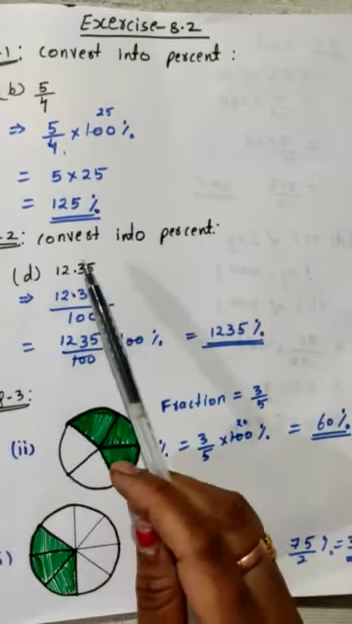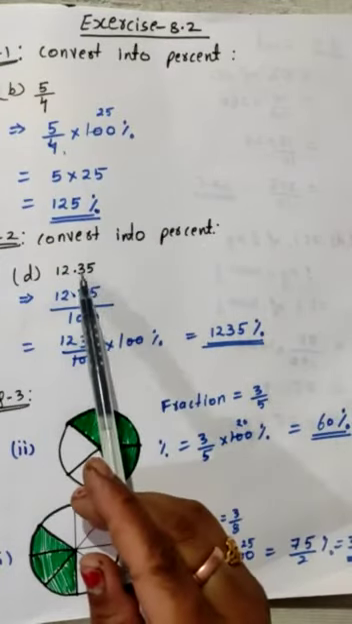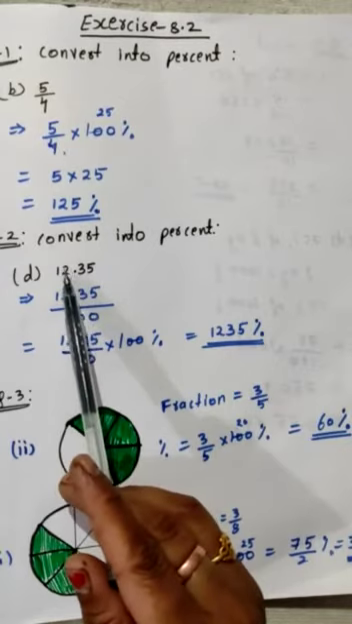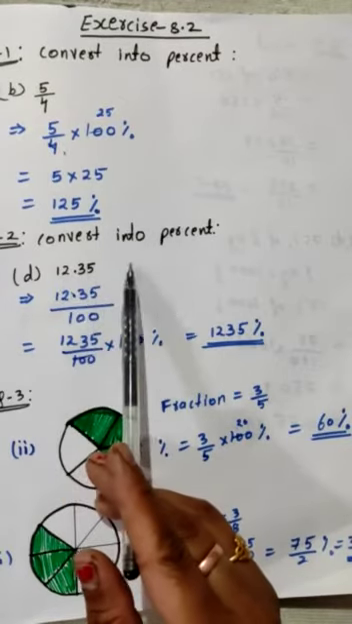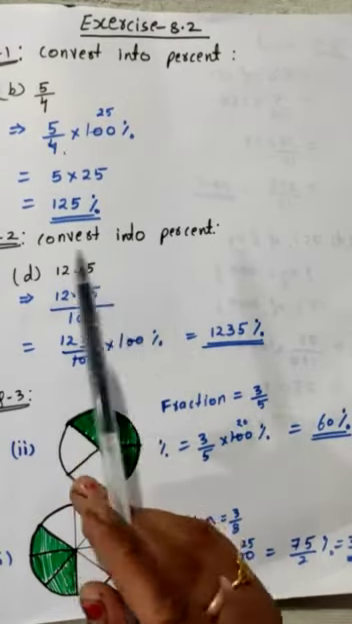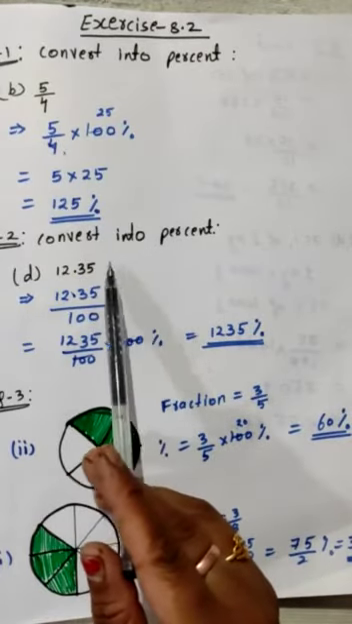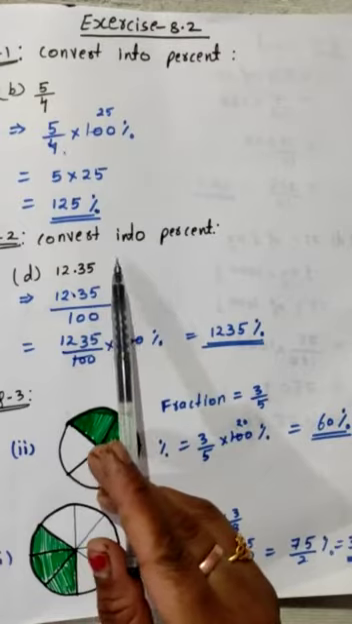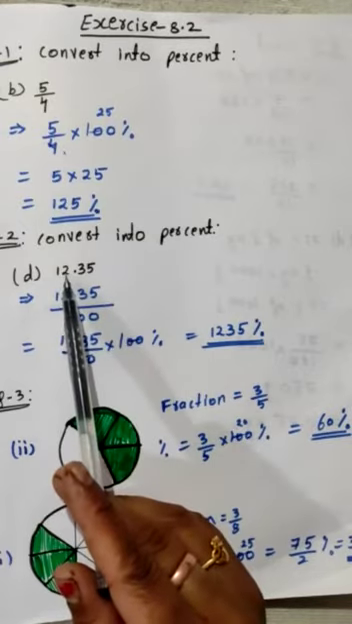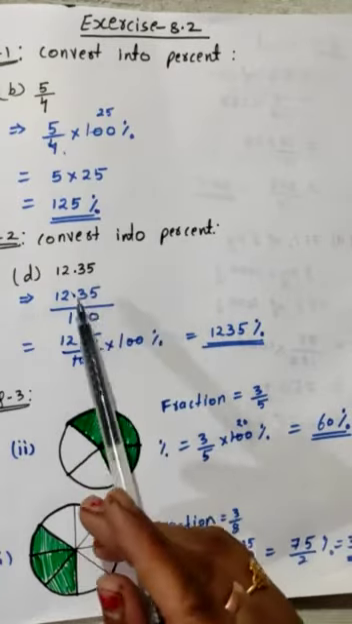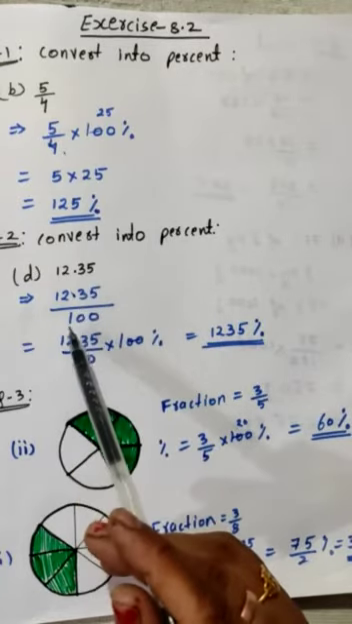Second question is convert into percent. Again you have to convert into percent, but this time you are given a decimal number. The process is again the same. You just have to multiply it by 100%. You can do it directly also, there is no harm in that. You can directly multiply the decimal by 100 and it will give you the answer, or you can convert it into a fraction first.